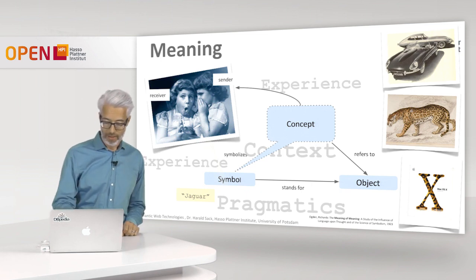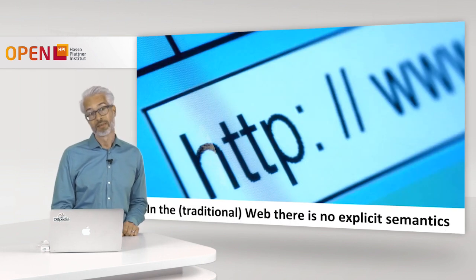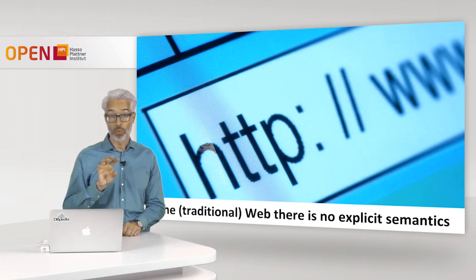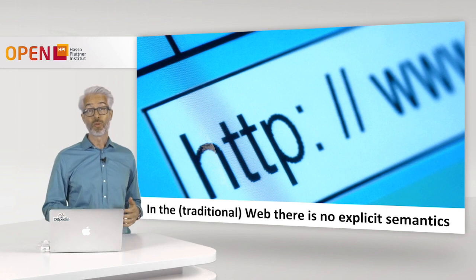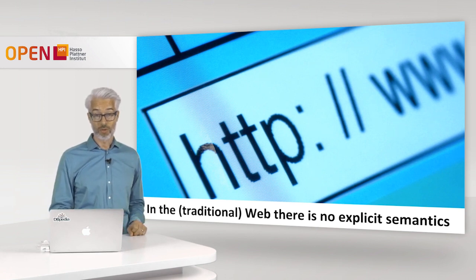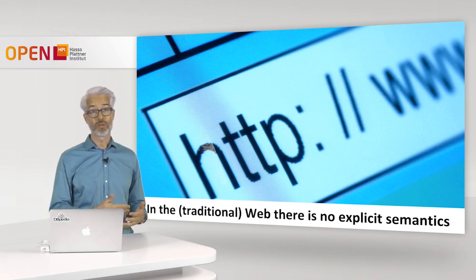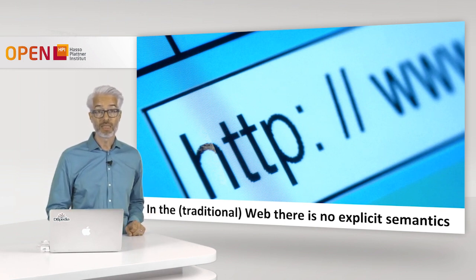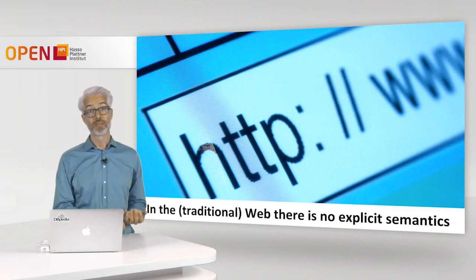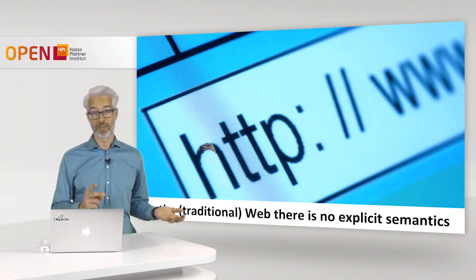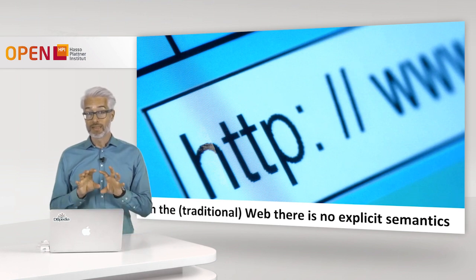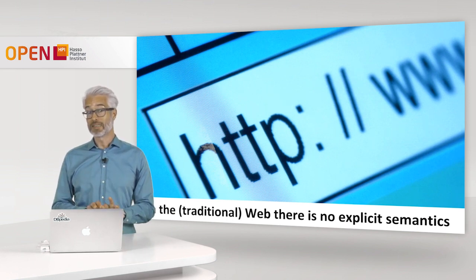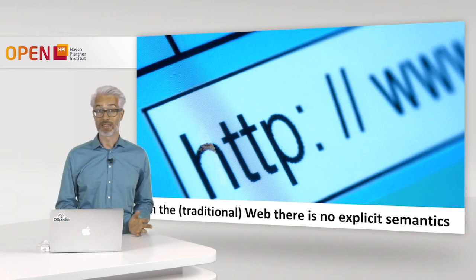Okay. And based on that, the problem is that in the traditional web there is also no explicit semantics, because most of the information that is transferred in the web is encoded either within language or within multimedia data. So, for example, as images, photographs, videos or audio files. So it means somehow the meaning is hidden. The semantics is not made explicit.